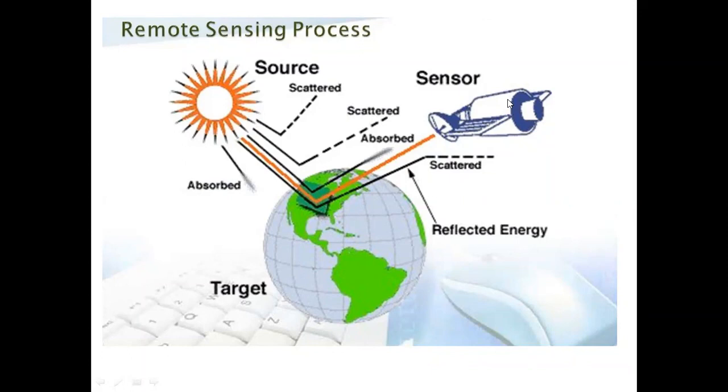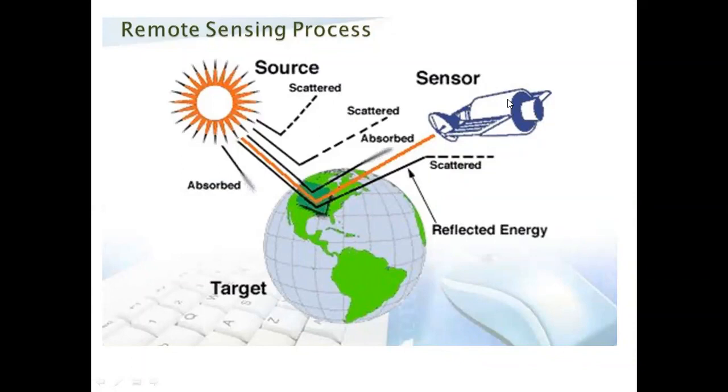We also need some source for getting information. The sun is our source, or electromagnetic radiation is our source. In this image we see three different elements which act as the main elements of the entire remote sensing process. The first one is the source, the second is the target, and the third is the sensor or satellite. These three are the main basic elements of remote sensing.